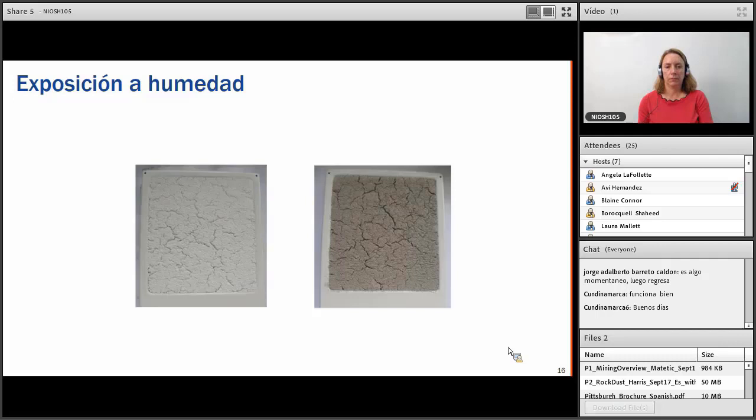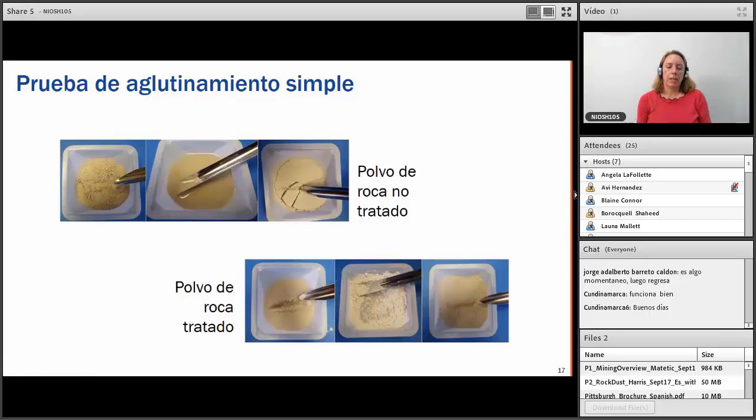In this slide, you can see that we have done a simple caking test. And in the top example, you can see the untreated rock dust, once it is exposed and stirred with water and then allowed to dry, it cakes.